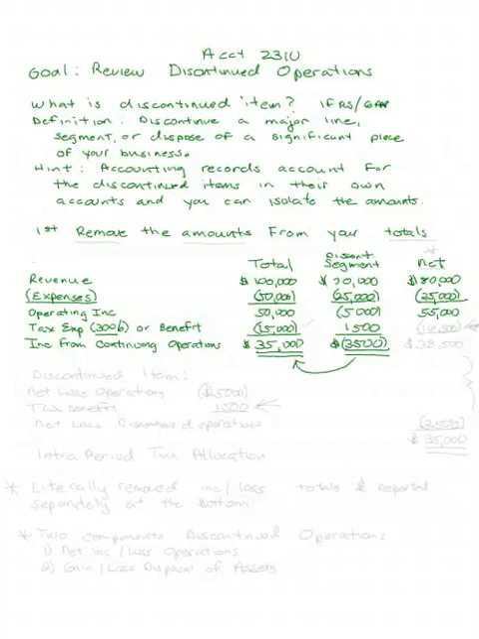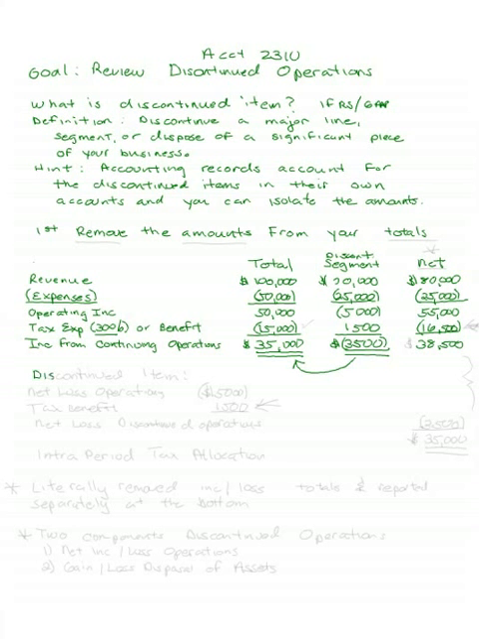Now let's look at the expense. Tax expense, 30% of $55,000 is $16,500. Let's subtract that, and you have income of $38,500 when you have pulled out the discontinued item.